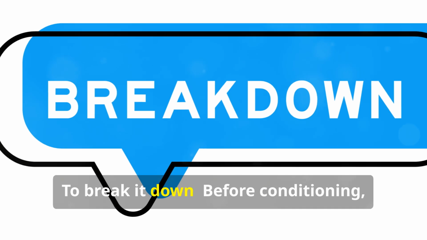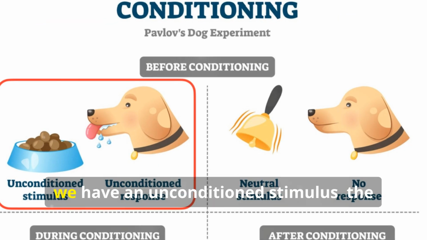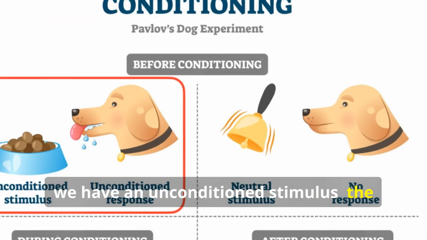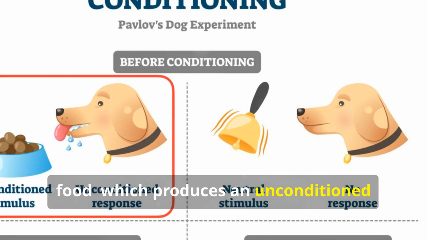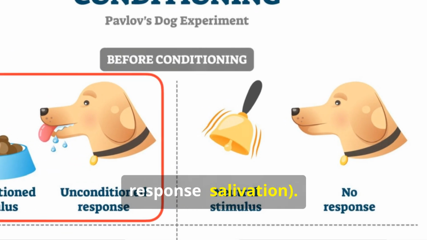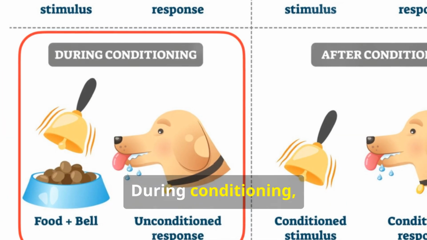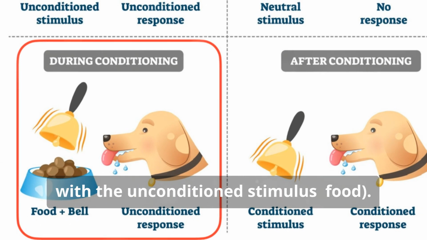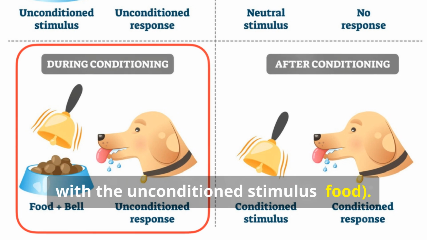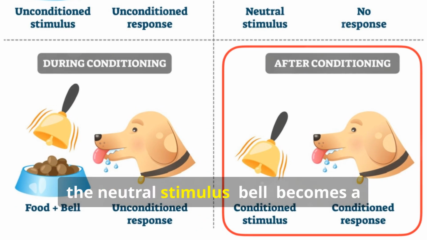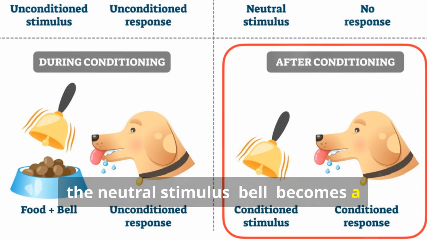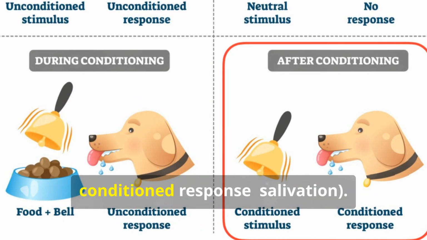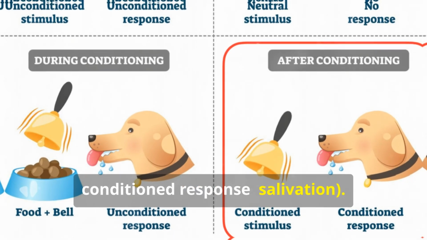To break it down, before conditioning, we have an unconditioned stimulus, the food, which produces an unconditioned response, salivation. During conditioning, we pair a neutral stimulus, the bell, with the unconditioned stimulus, food. After conditioning, the neutral stimulus, bell, becomes a conditioned stimulus that triggers a conditioned response, salivation.